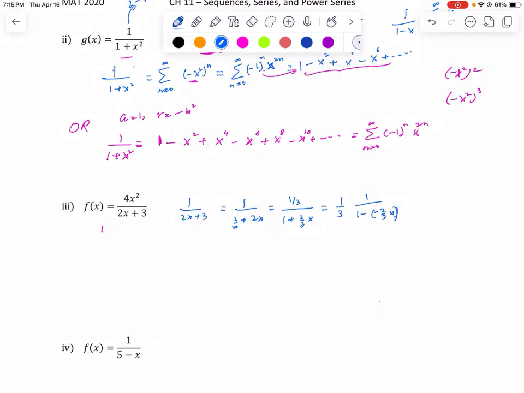So you see now in this one, a is 1, r is negative 2 over 3 x. Now I will replace the x in our basic series by negative 2 over 3 x. So let me write the basic series.